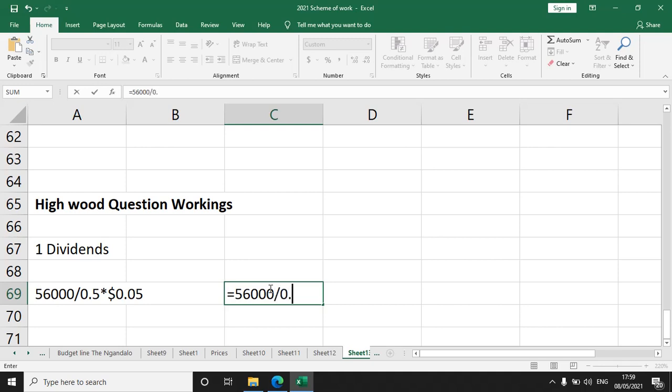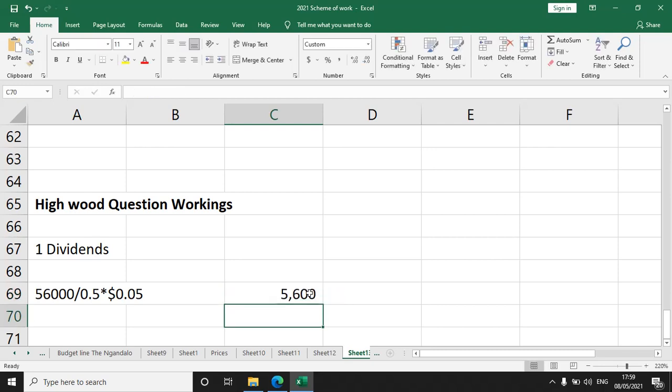Divided by 0.5, and of course whatever you get you must multiply by 5 cents, which is as good as $0.05. Okay, I'm getting a 5.6. I hope that you're getting that too.